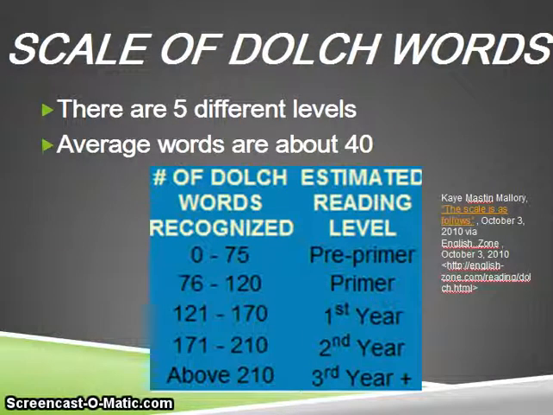The scale of Dolch words is quite simple for reading and scoring a child on their reading level. On the scale, there are 5 different levels that a child can be placed on. The first one is pre-primer. Pre-primer is the first level, and it's average for preschoolers. The second one is primer. Primer is the second level, and it's average for kindergartners. First year is the third level, and it's average for first graders. Second year is the fourth level, and it is average for second graders. Lastly, third year is the fifth and last level, and it is average for third graders and up. The average before starting kindergarten is about 40.